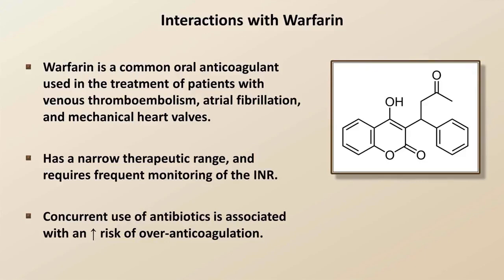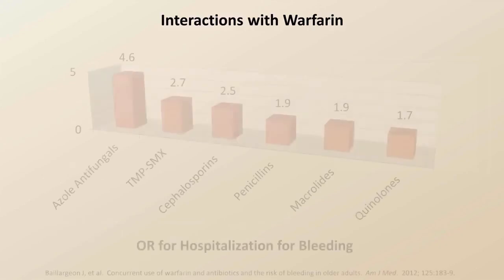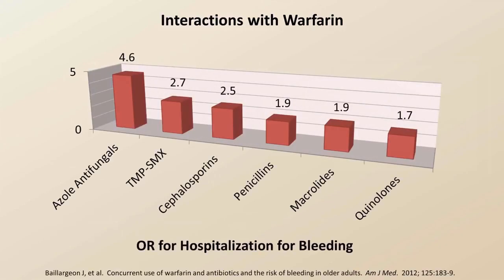As with C. diff colitis and QT prolongation, the risk of a clinically significant interaction with warfarin is not the same for all antibiotics. Here are the results of a case control study of 39,000 patients aged 65 and over on warfarin, and the odds ratio for needing hospitalization due to excessive bleeding, broken down by class of antibiotic administered. And so all antibiotics here were actually associated with increased risk, and all of these were statistically significant. The fact that the greatest effect was seen with the azole antifungals and trimethoprim sulfamethoxazole is due to their inhibition of CYP2C9, one of the main enzymes responsible for metabolizing warfarin.